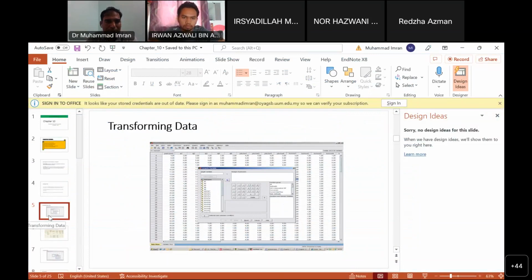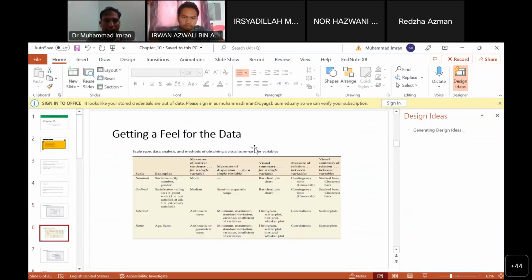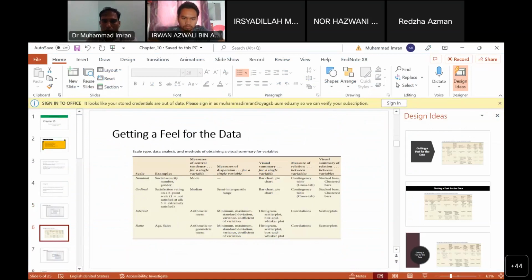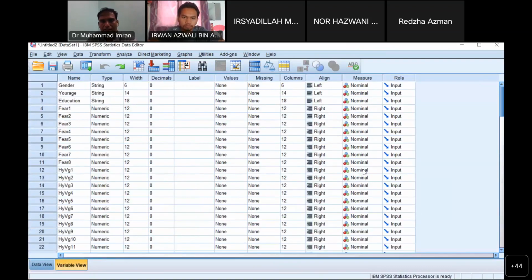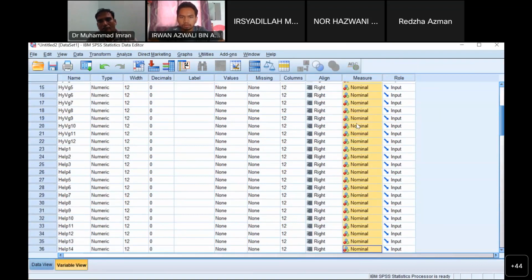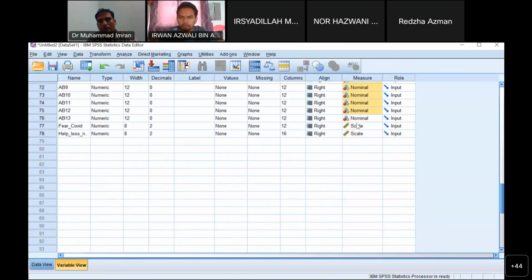Now let's move on to another one. We already transferred the data. Getting the field for the data. Nominal, ordinal, we already know here. Let's check the field. It will automatically come. See here. Others are gender, your age, education, which are nominal. The other one is scale, because these are numbers, not category numbers, we can fill the gap because we use the Likert scale, right? Very simple.